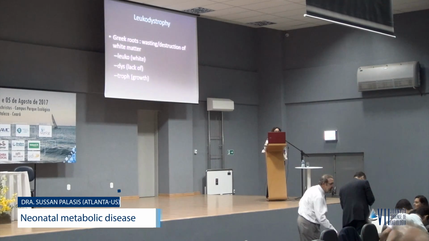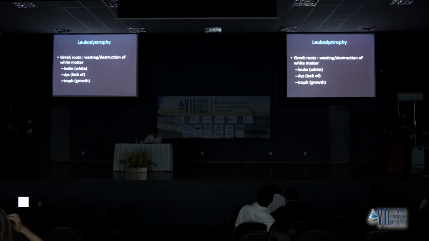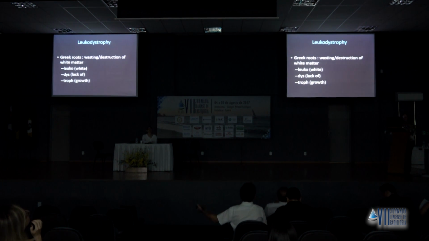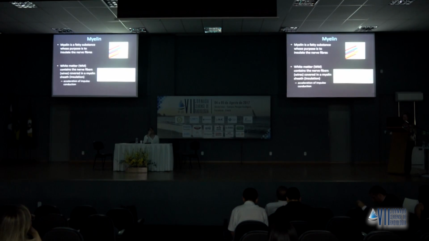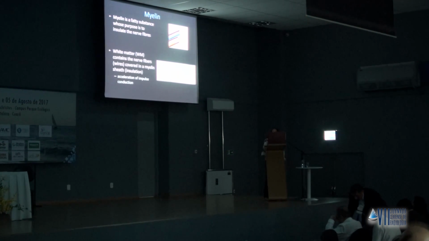Okay, so leukodystrophy comes from, of course, the Greek roots for wasting, destruction of white matter. Leuko meaning white, dys meaning lack of, and troph meaning growth. So what is myelin? You can imagine myelin like a wire. So myelin is the fatty substance that goes around the nerve fiber to insulate it.